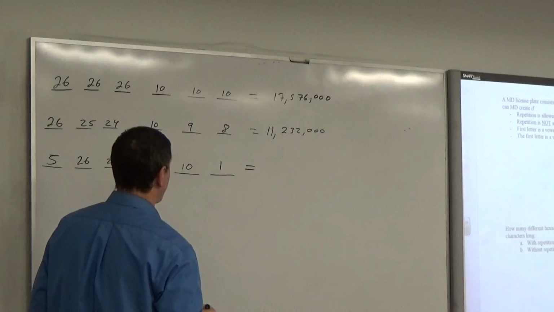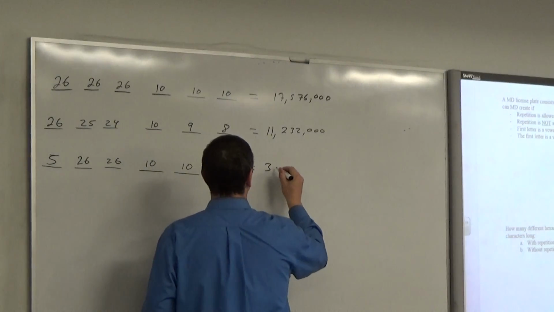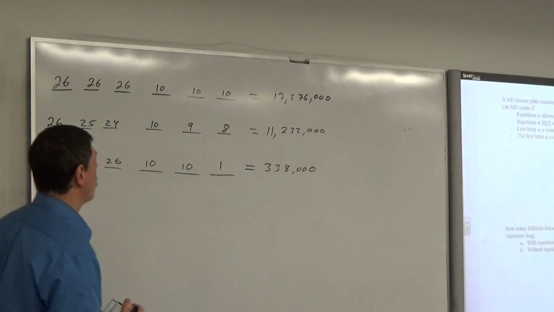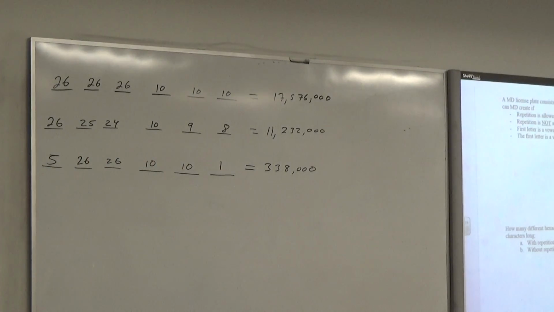So, was anyone able to figure out the product? 338,000. All right. So, many, many fewer license plates than before. Okay. And you guys can see, just by changing 1 or 2 parameters, that this severely impacts the number of outcomes for this. Okay?